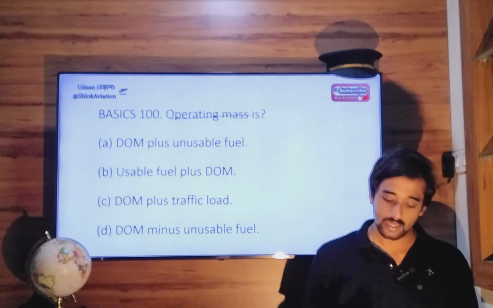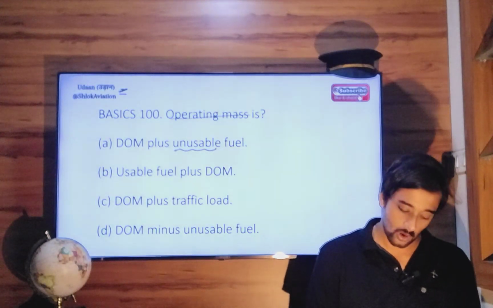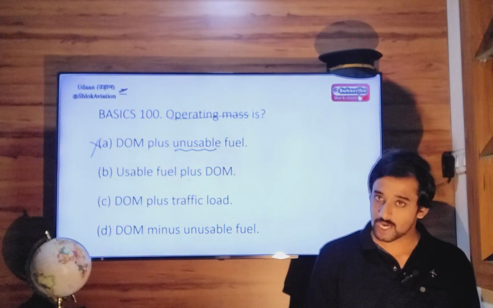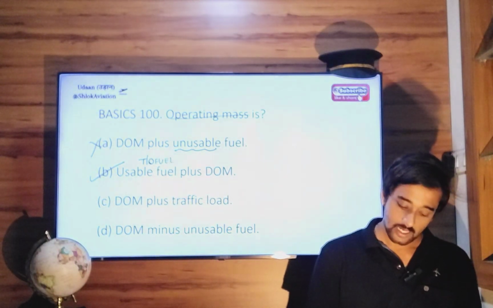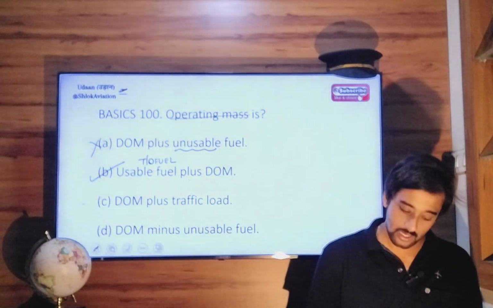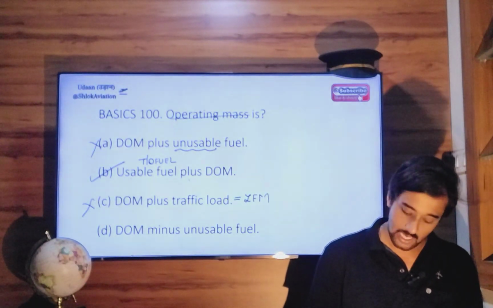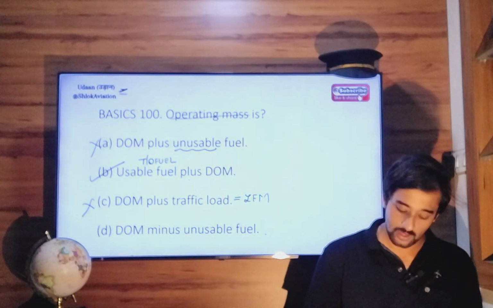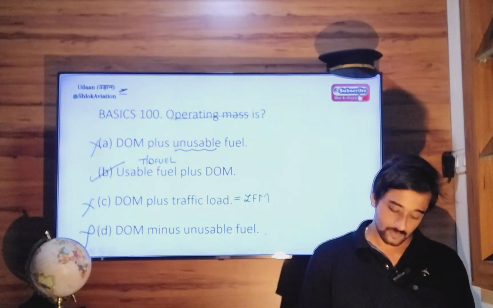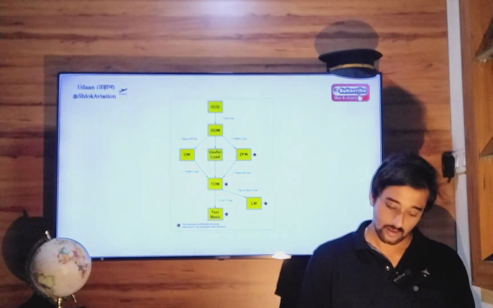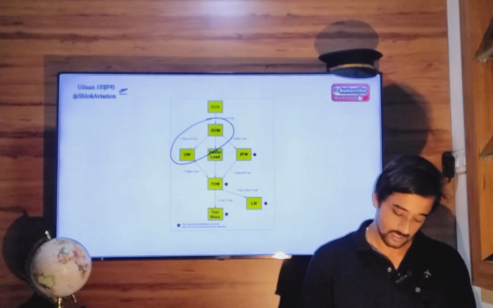Operating mass is what? Again, the same question. Dry operating mass plus unusable fuel, wrong. Usable fuel plus dry operating mass, yes. Usable fuel means takeoff fuel. Dry operating mass plus traffic load is your zero fuel mass, not the operating mass. DOM minus unusable fuel, there is no such thing, so Delta eliminated. So option Bravo. Okay. DOM plus takeoff fuel equals operating mass.